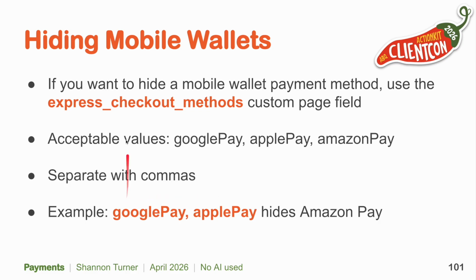So for instance, if you set Express Checkout Methods equal to Google Pay, Apple Pay, then only these two will show and Amazon Pay will be hidden. If you just want to show Apple Pay, you can set Express Checkout Methods equal to Apple Pay.